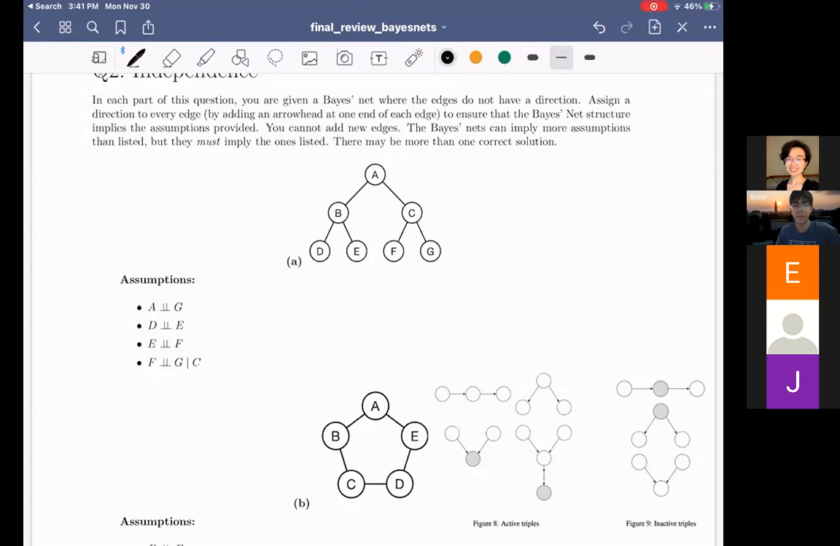So you would shade in nodes when you're looking at a particular independence relation, like F independent of G given C. So for that one, yeah, you'd shade in C. But for the other ones, there's no evidence given, so you wouldn't shade them in.